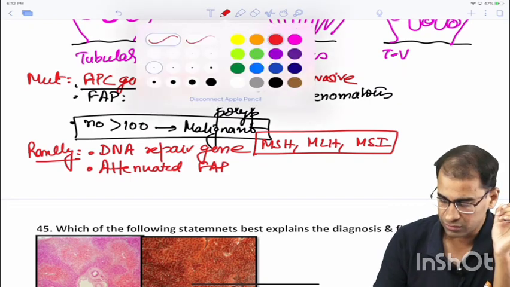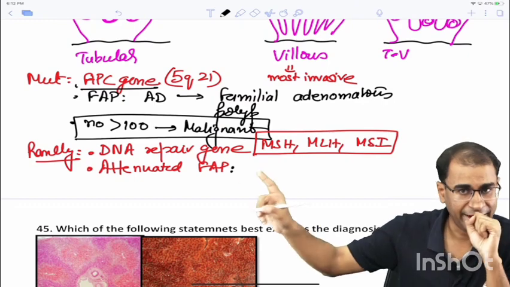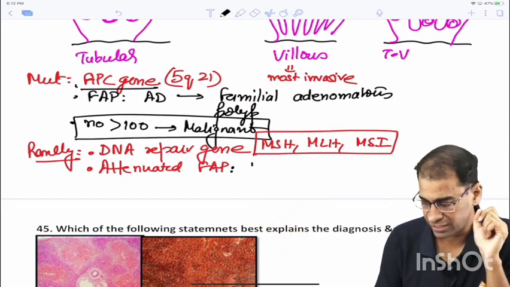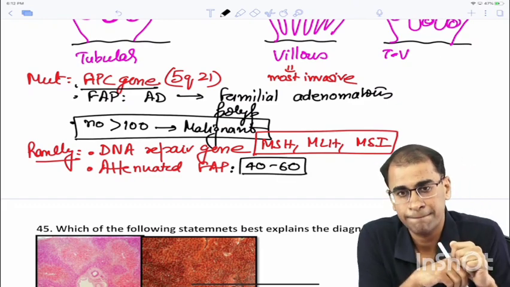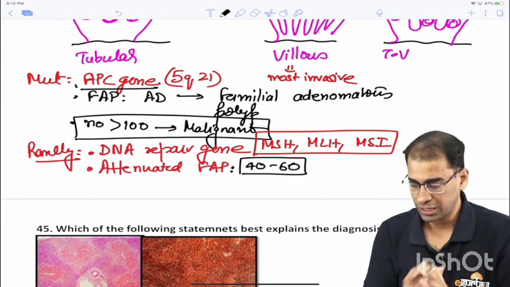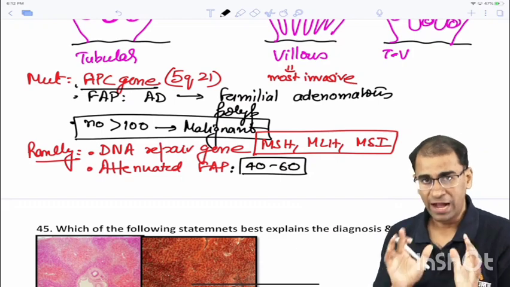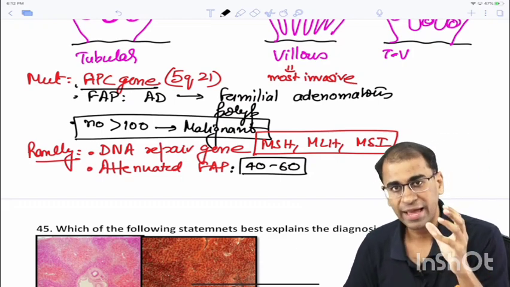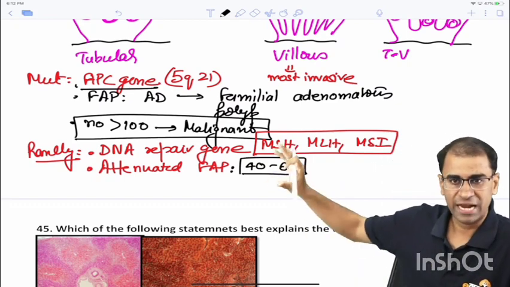In this condition, the number of polyps in attenuated FAP is not 100, it is around 40 to 60. Okay? Now when we say FAP, FAP has two types of syndromes. One is called Turcot syndrome, and one is called Gardner syndrome. Okay, so just forget about this attenuated FAP right now.